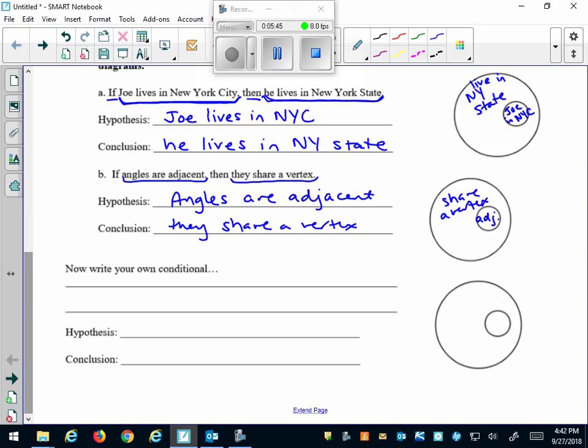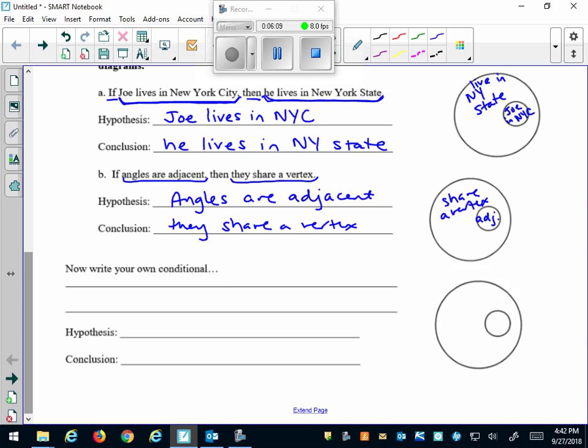Because there's lots of other types of angles that could share a vertex. Even vertical angles share a vertex, right? So adjacent angles share a vertex. Vertical angles, I could put another circle in here with vertical angles, right? Because they share a vertex also. They're in the broader category. But for this if-then, it would just be adjacent on the inside and share a vertex on the outside.